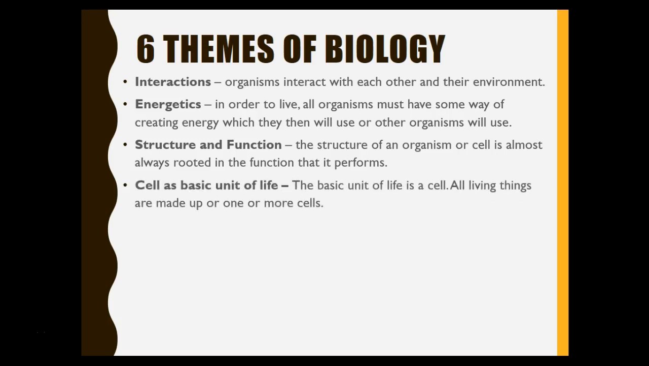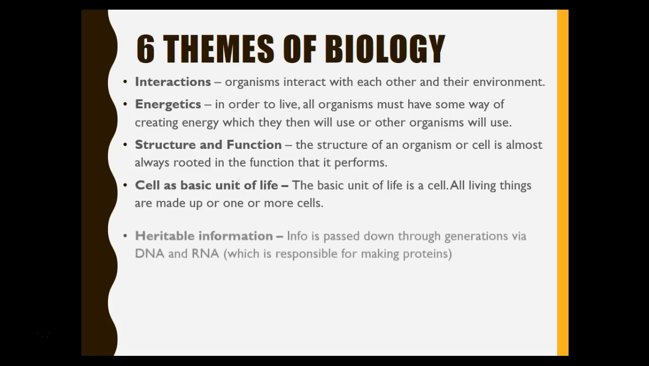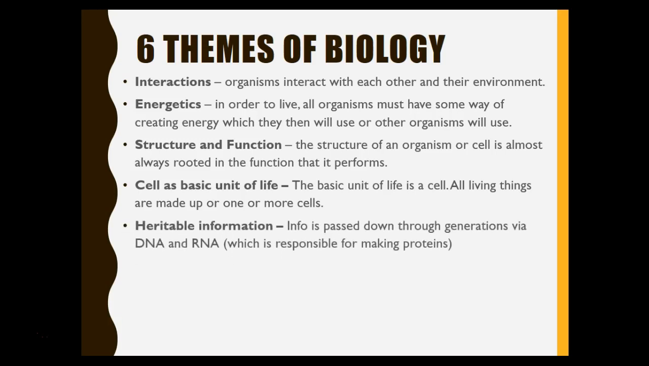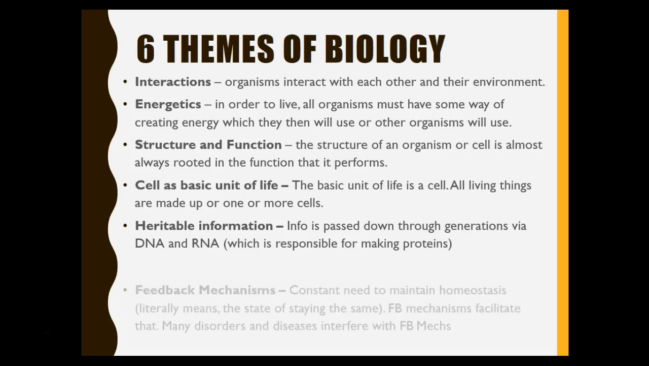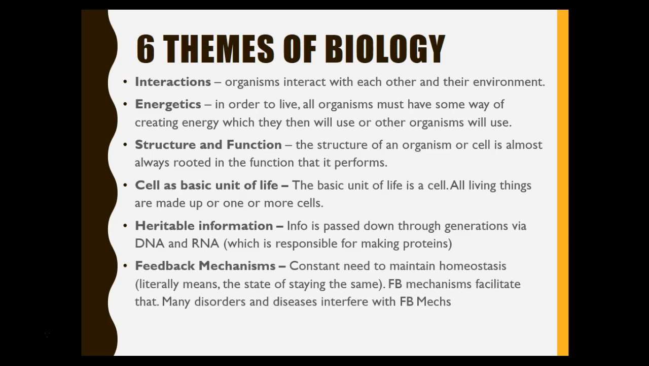Cell as the basic unit of life. The basic unit of life, like I mentioned before, is the cell. All living things are made up of one or more cells. Heritable information. Information is passed down through generations via DNA and RNA is responsible for making proteins. And then feedback mechanisms. There's a constant need to maintain homeostasis, which literally means the state of staying the same. Feedback mechanisms facilitate that particular homeostasis.